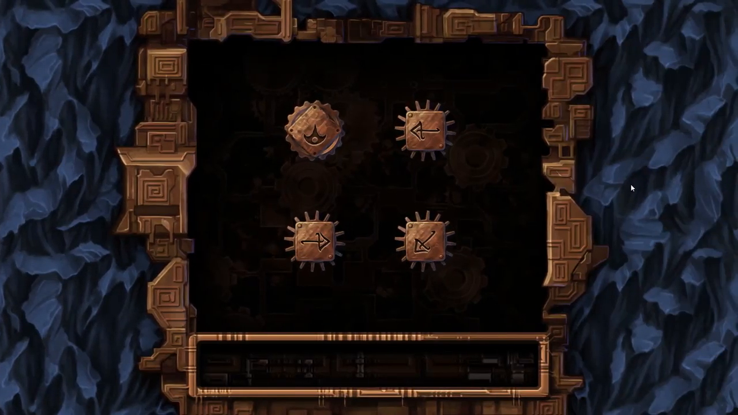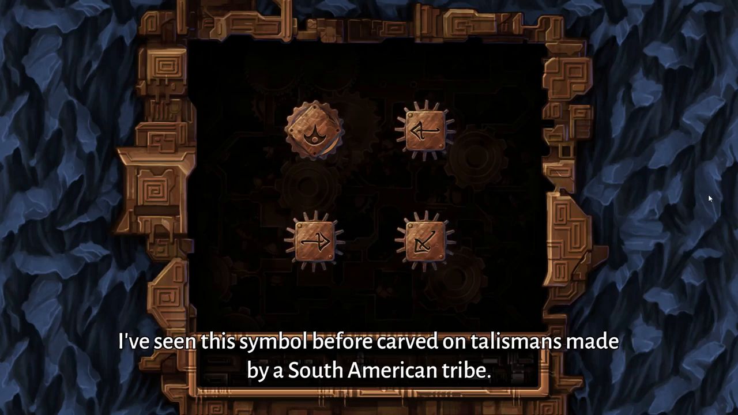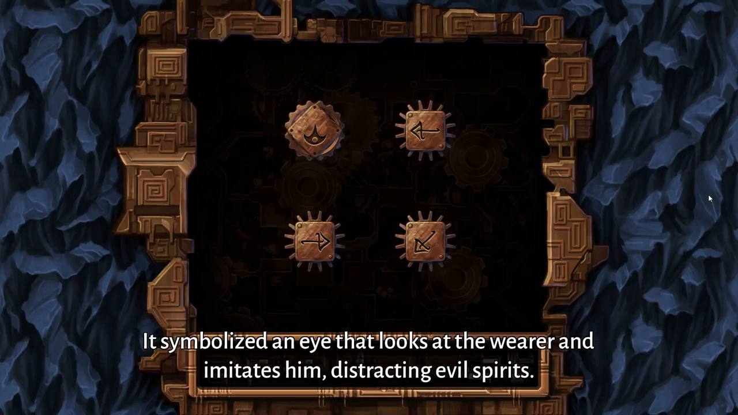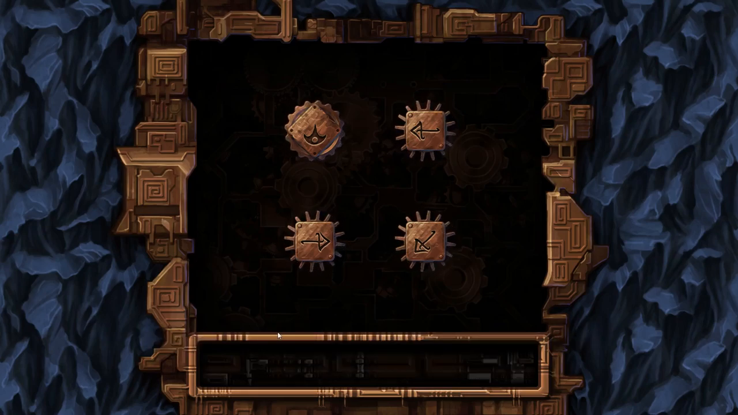Okay, I understand. I've seen this symbol before, carved on talismans made by a South American tribe. It symbolizes an eye that looks at the wearer and imitates him, distracting evil spirits. Oh no, that but didn't what match. What can it mean here? What happened? Did I read it wrong or was the script wrong?